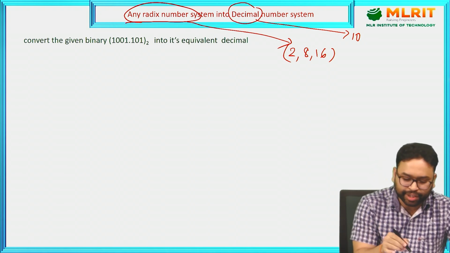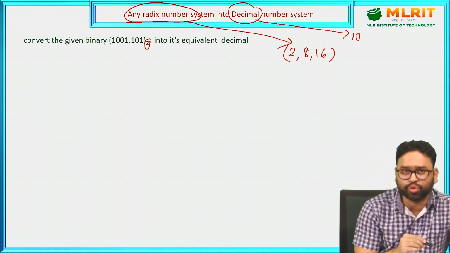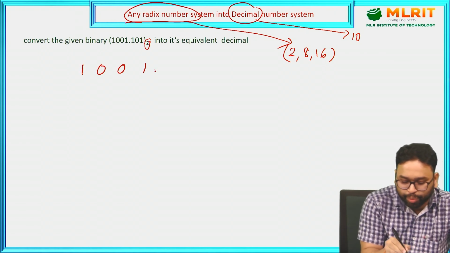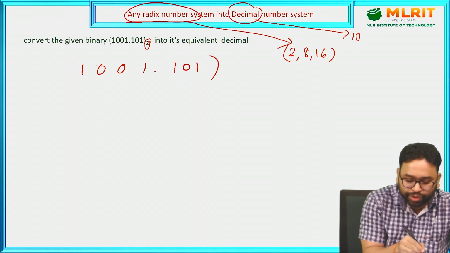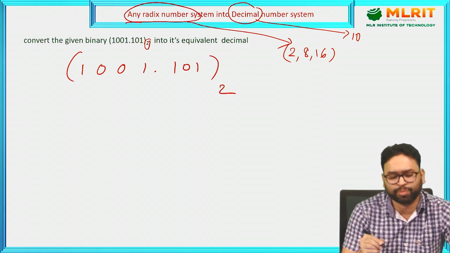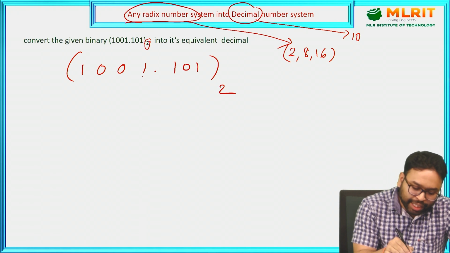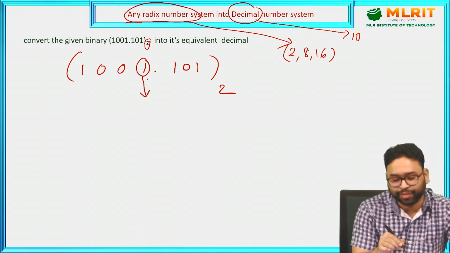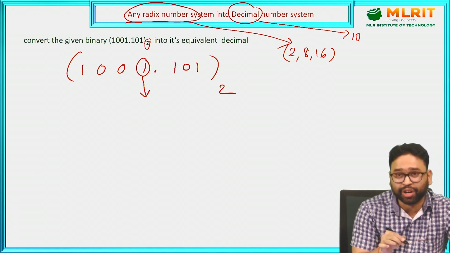Here, my base value is 2. For example, let's write it again. The given problem is 1001.101. You need to convert this binary value into its equivalent decimal value. To do that, what am I supposed to do? Multiply each and every digit with its positional weightage. Here is my fraction point, or the radix point.